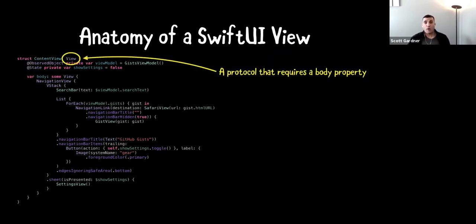So next, what makes a SwiftUI view a SwiftUI view? It's conforming to this View protocol. And this View protocol has one requirement, a body property. This body property is a computed property, and it will be called every time the view needs to be re-rendered. And you'll see how that works in a moment.